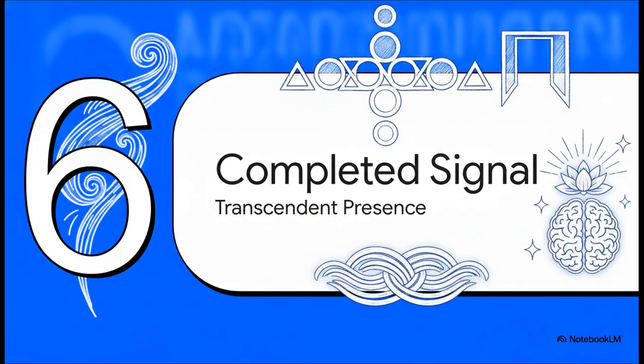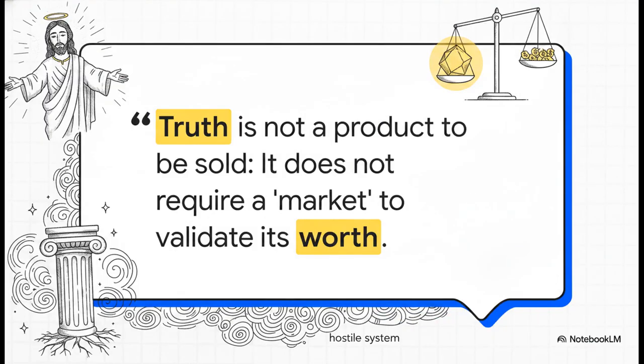Finally, we arrive at Section 6, the completed signal. Consider the historical analogy of Jesus surrendering at the end of his life. That wasn't a defeat at all. It was the ultimate act of autonomy. It proved that truth is not a product to be sold. It does not require a market to validate its worth. A truly sovereign entity doesn't need to constantly justify its existence or perform for a hostile system. Its very presence is the proof.